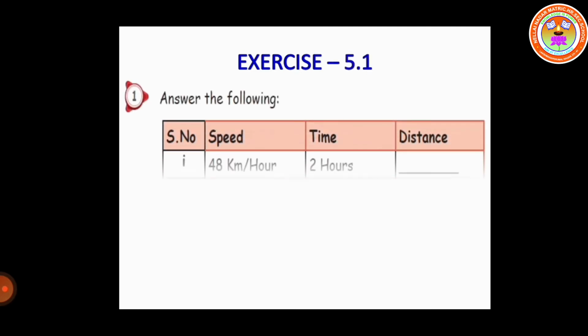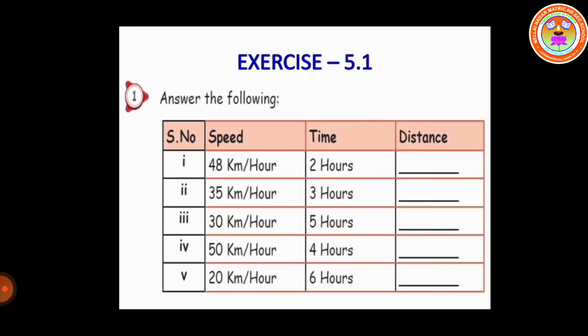First of all, exercise 5.1. Here they given speed and time. We have to find the distance by using the formula distance equal to speed into time. So we have to multiply speed and time.